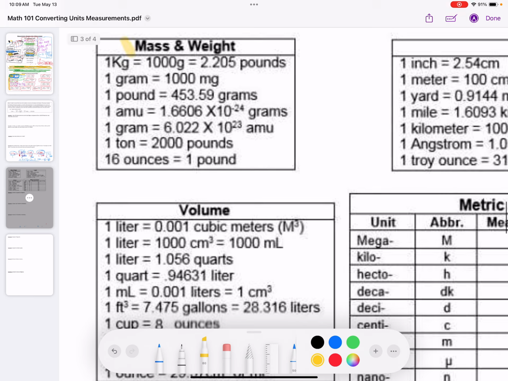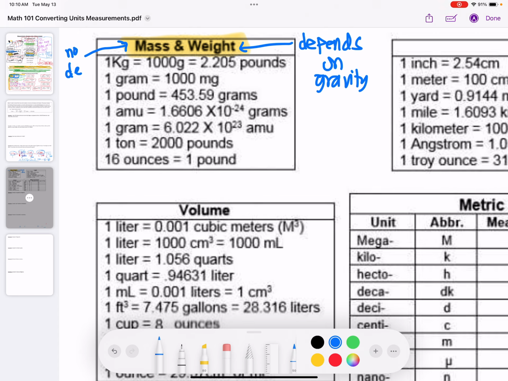Mass and weight. What is the difference between them? Weight depends on gravity, I think I heard, and that blew my mind. Because when you weigh yourself on a scale, you weigh whatever it is, and then if you were on a different planet that has different gravity or on the moon, you would weigh something different. Mass is similar, except you're always the same mass no matter what. It does not depend on gravity, which is kind of cool.